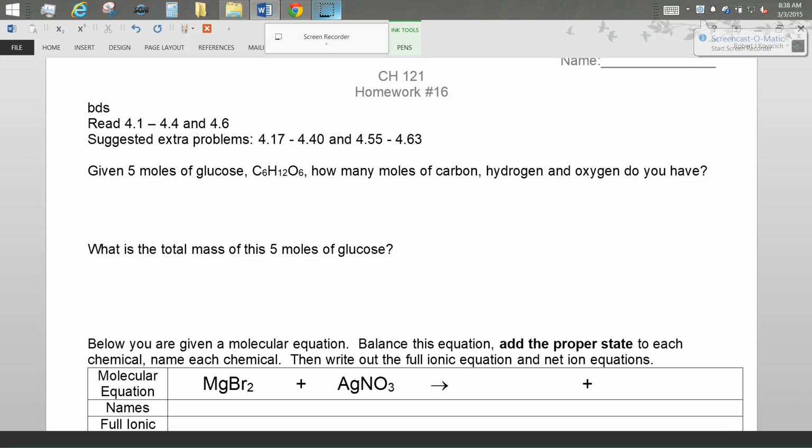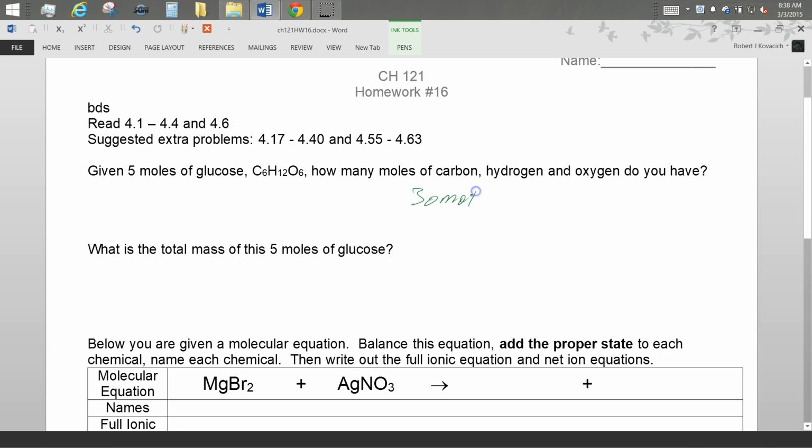So if we've got 5 moles of glucose, how many moles of carbon must we have? 30. We okay with it being 30? Because every time you have one glucose molecule, you have 6 carbon atoms. So if I've got 5 moles of glucose, then that means I've got that number times however many carbons are inside there.